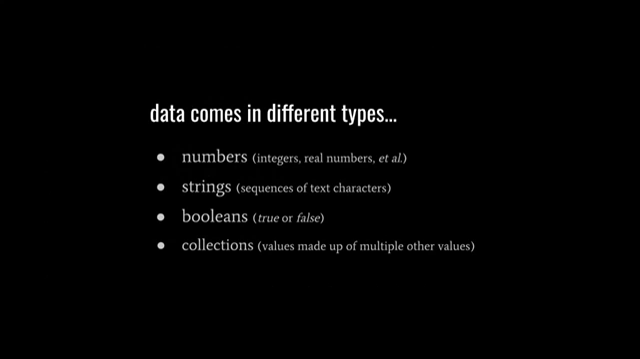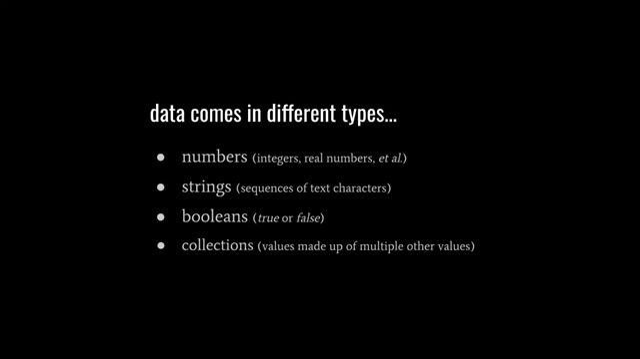Now, data can come in many different kinds, but the essential kinds, which most other things are then made of, are numbers, strings, booleans, and collections. Numbers require no explanation, but a string is a piece of text. It's a sequence of text characters, and a boolean is a value that's simply true or false, which are used to represent all sorts of yes-no pieces of data. Like, for example, is it currently sunny outside? Yes or no, true or false.